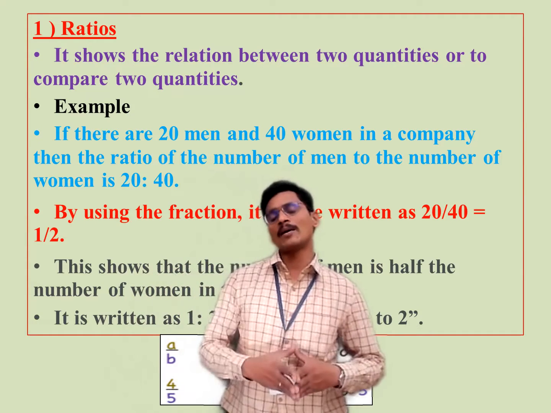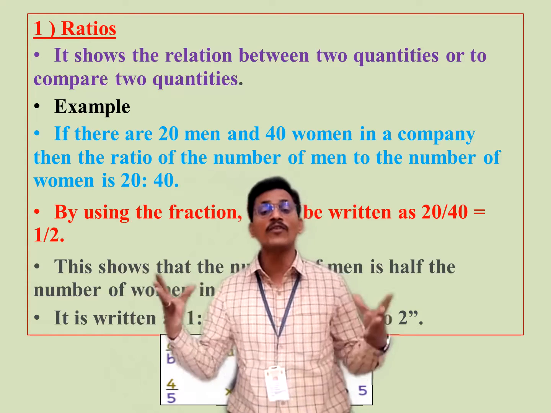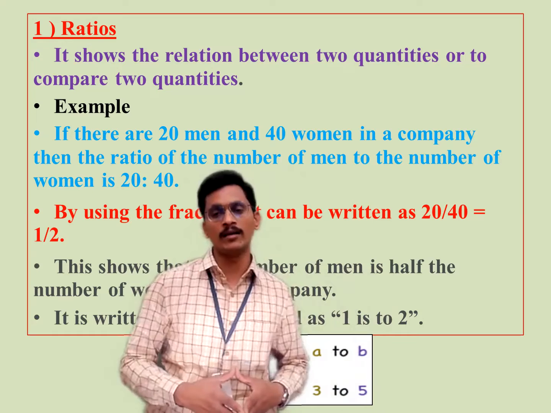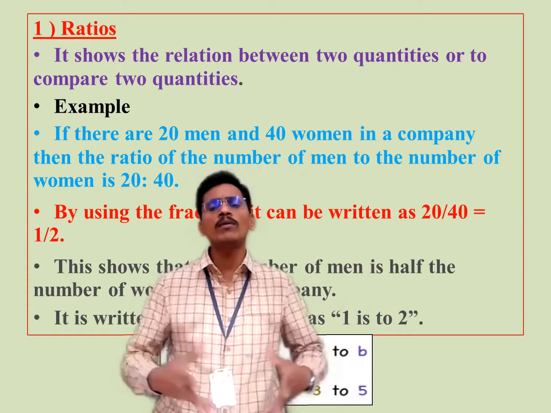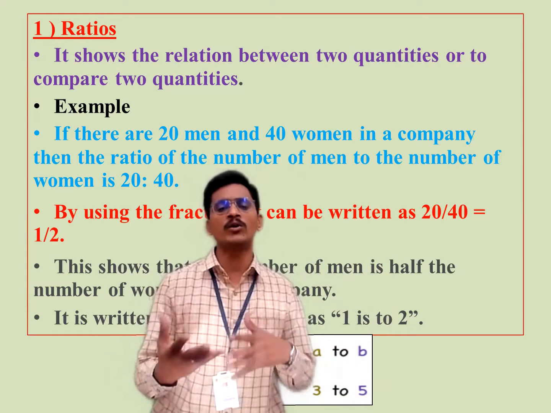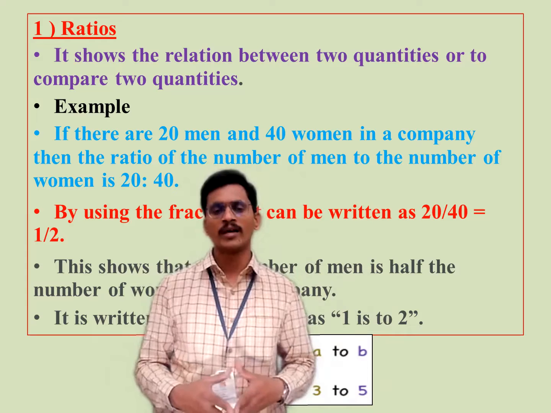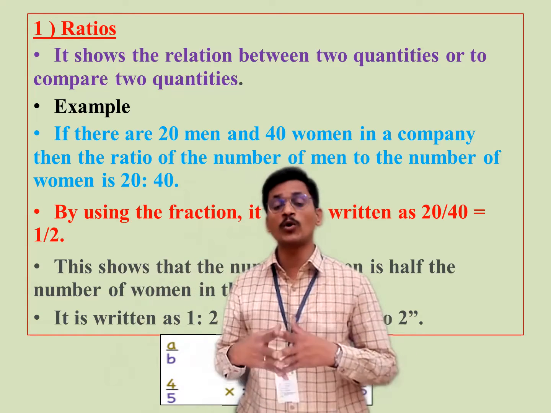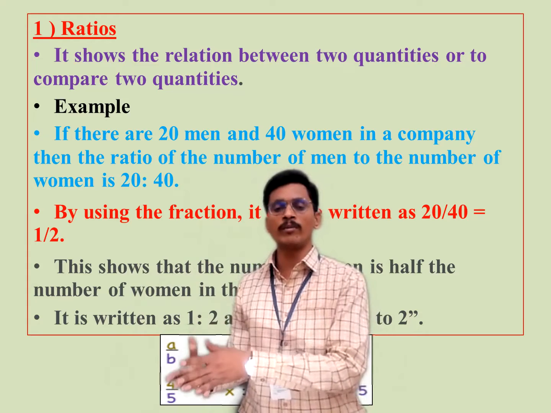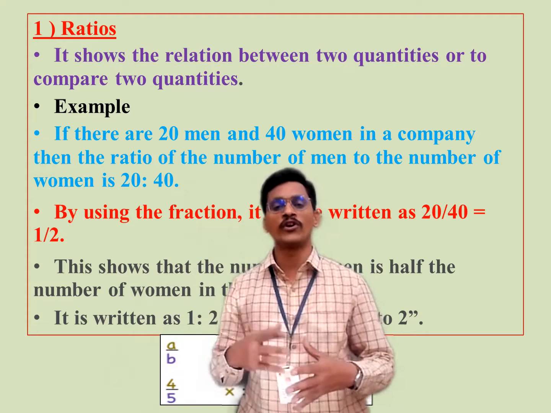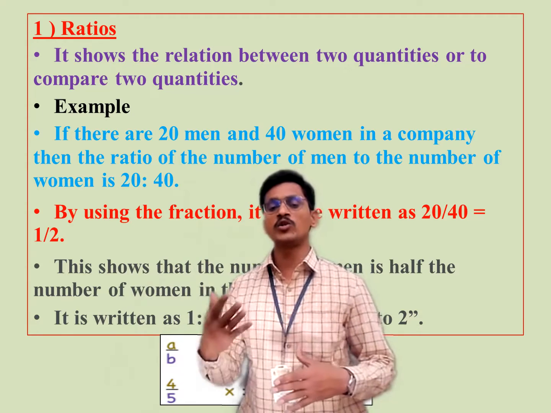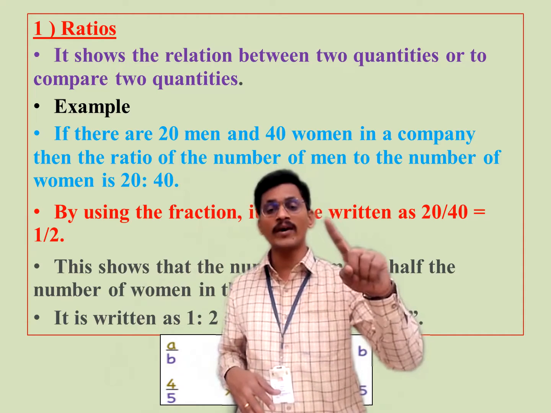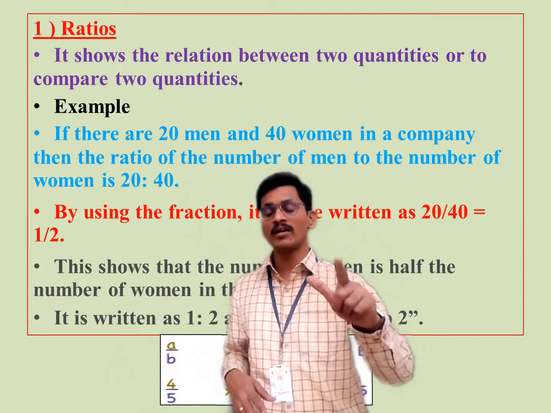Correct. So for an example, if there are 20 men and 40 women in a company, then what will be the ratio of men to the number of women? As we already know, ratio means comparison with division. So 20 men to 40 women is 20:40. Correct? 20:40.